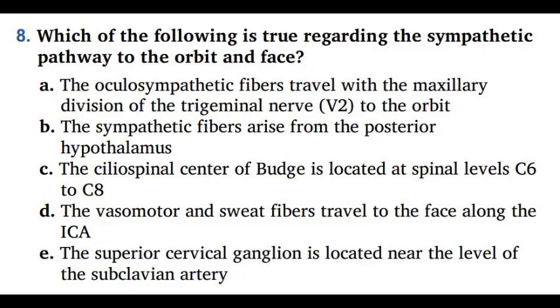The ciliospinal center of Budge is located at spinal level C6 to C8. That is false. It's located between the levels of C8 to T2. That's the ciliospinal center of Budge.